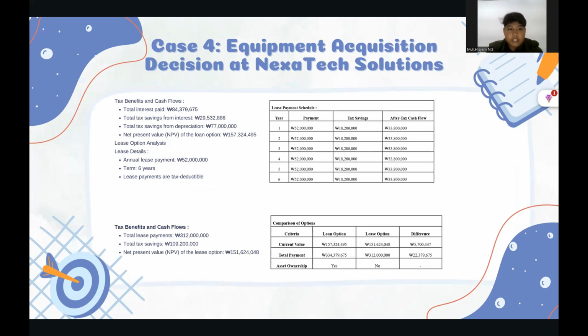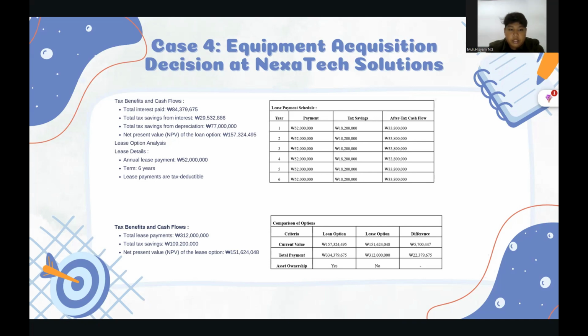Tax benefits and cash flow. Total interest paid 84 million won. Total tax saving from interest 29 million won. Total tax saving from depreciation 77 million won. Next, present value of the loan option 157 million won. Lease option analysis. Lease details: annual lease payments 52 million won.